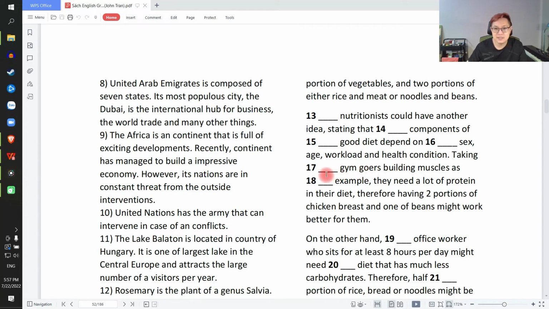Number 17, I think is plural here, so there should not be any article. Số 17 phải là không mạo từ mới đúng nha các bạn. Chỗ này đáp án nó sai á. So number 17 is no articles. It's taking gym goers building muscles as an example. An here mean one. Lấy những người đi tập gym xây dựng cơ bắp như là một ví dụ, as an example. They need a lot of proteins in diet, therefore having 2 portion of chicken breast and 1 of beans might work better for them.